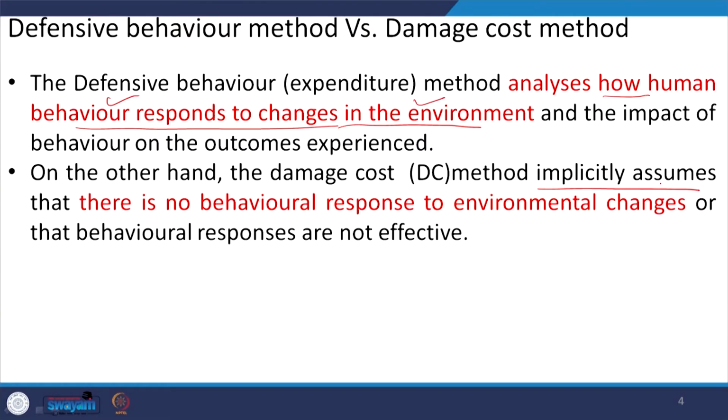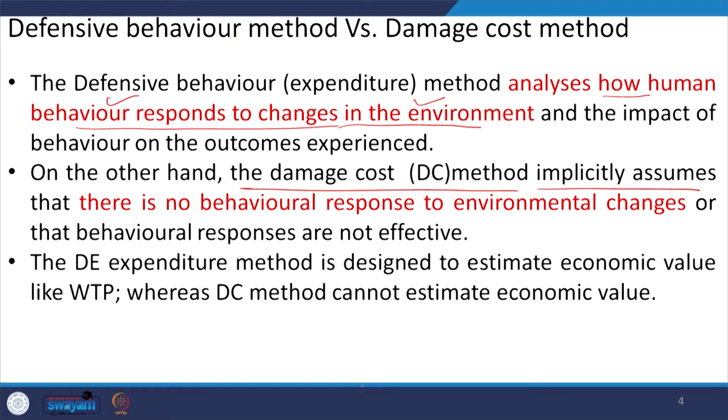But when you know that certain environmental changes have already occurred and the pollution has increased, but this is still not reflected in your behavioral patterns, that means you are not actually responding to the environmental changes. So, in that case, this is known as the damage cost method.